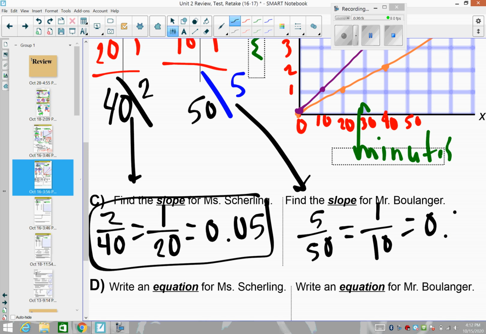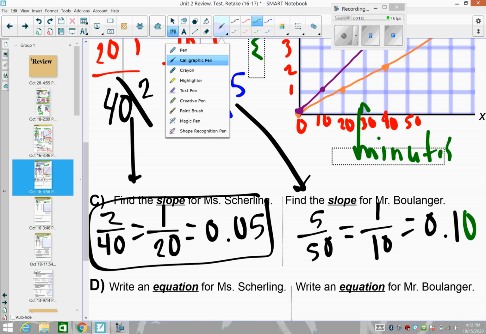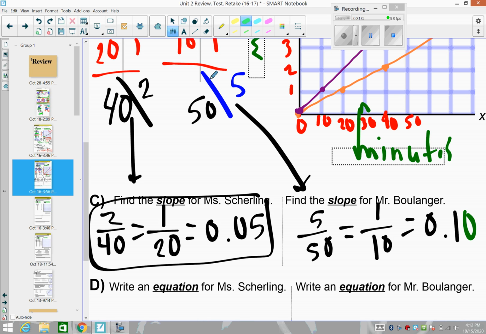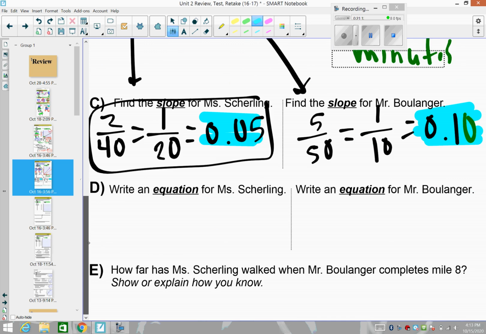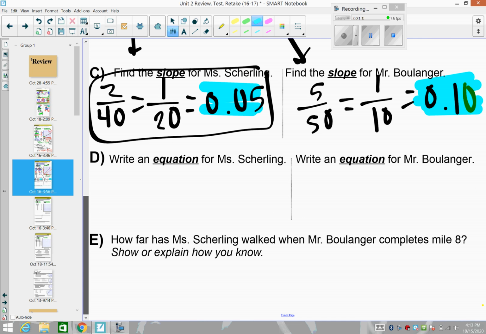1/10. Now, if I put a placeholder in there and compare, you can see that definitely Mr. Boulanger has a greater slope, growing at a rate of, let's think of it as 10 cents compared to 5 cents. So it should make sense that Mr. Boulanger's line is steeper.